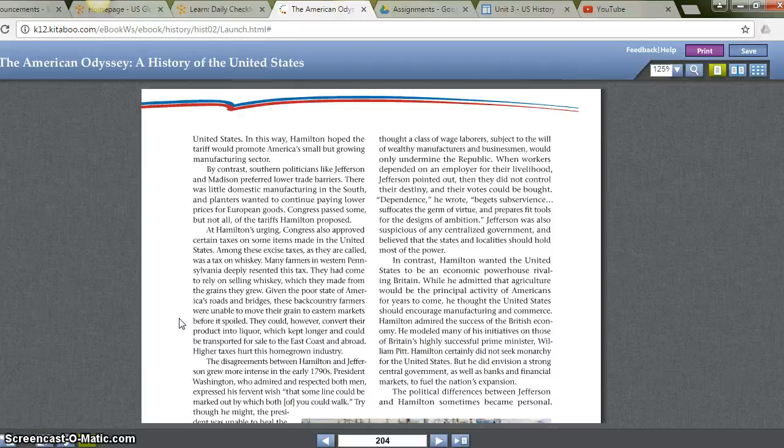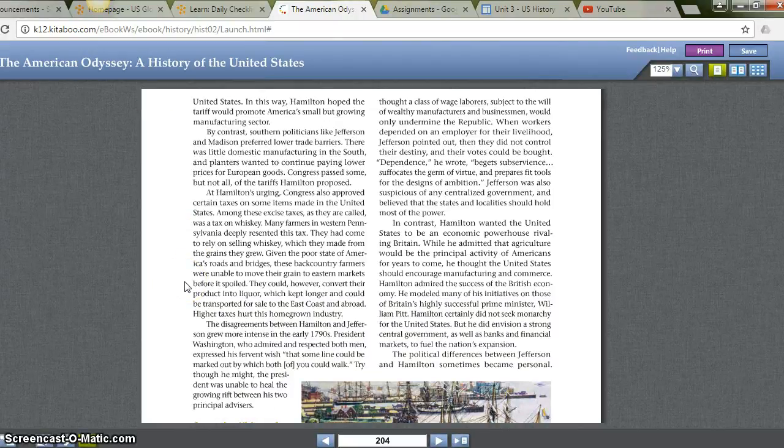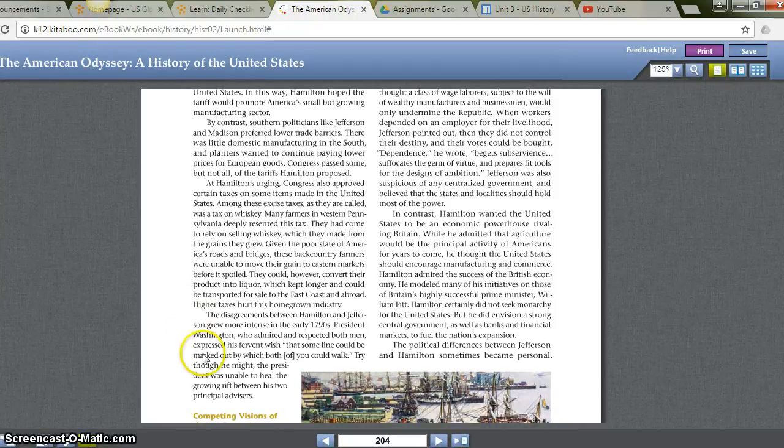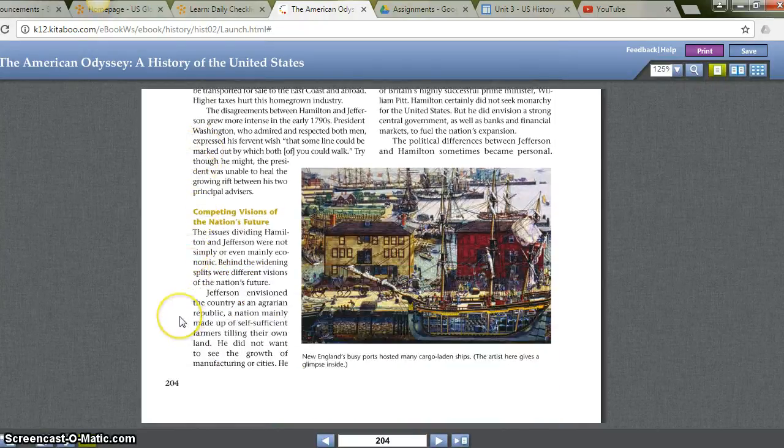The disagreements between Hamilton and Jefferson grew more intense in the early 1790s. President Washington, who admired and respected both men, expressed his fervent wish that some line could be marked out by which both of you could walk. Try as he might, the president was unable to heal the growing rift between his two principal advisors. Competing visions of the nation's future.